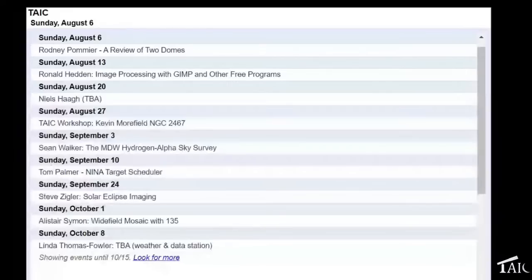Who do we have after that? After the workshop, Sean Walker is going to talk about the hydrogen alpha sky survey. Very interesting. Palmer after that on Nina, another target selection. Nina has done a bit of free software. And we have everything filled up probably through October.